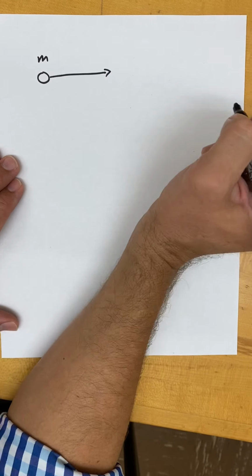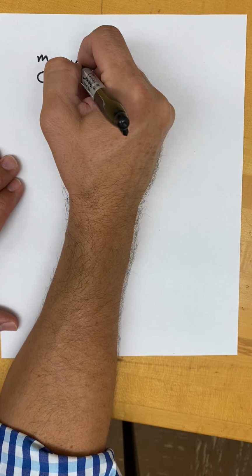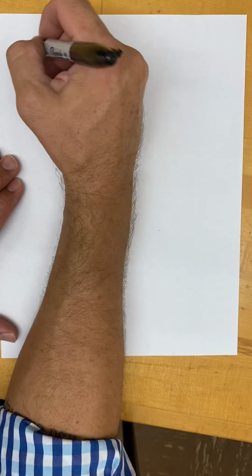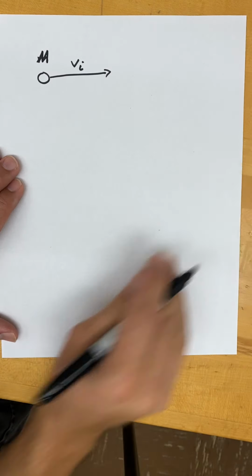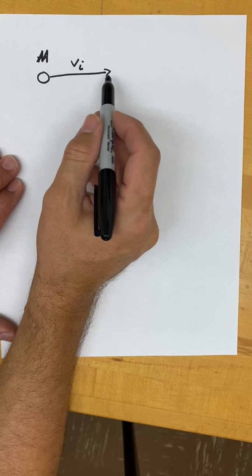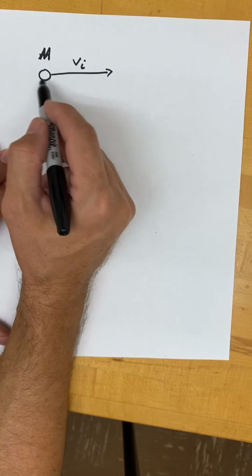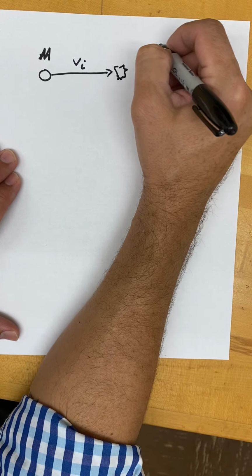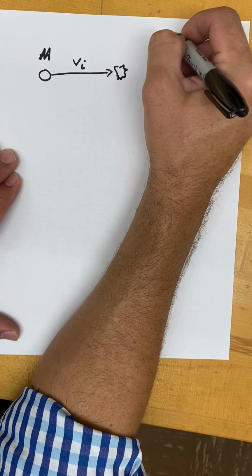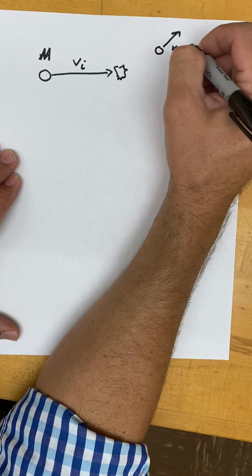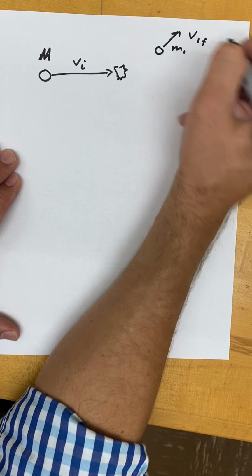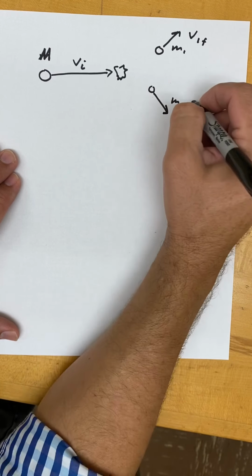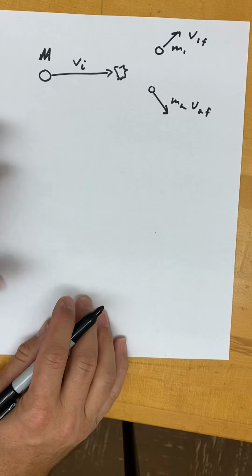So I've got this mass, and then I've got this velocity initial. Why don't I do this as a capital M? And this is supposed to be a horizontal line, kind of tilted there. I'm going to let this thing explode, boom. And then out of that come two pieces of detritus. I've got this mass 1 moving at some V1 final, and this mass 2 moving at some V2 final.